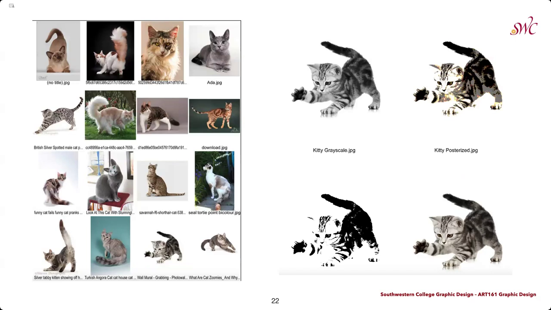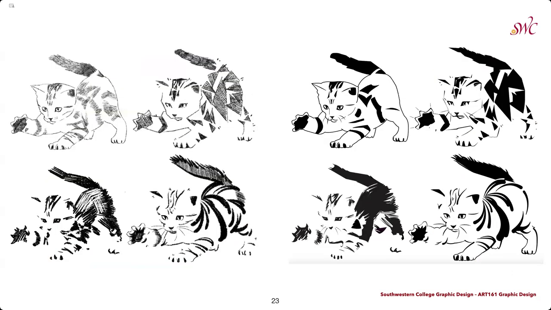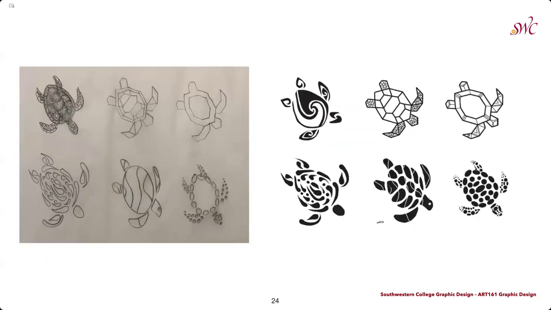Here we see the process again of the original images found, the Photoshop treatments that were done to the chosen image, the original sketches on the left, and the graphic translation options on the right. Another example here of sketches converted into these graphic translations.